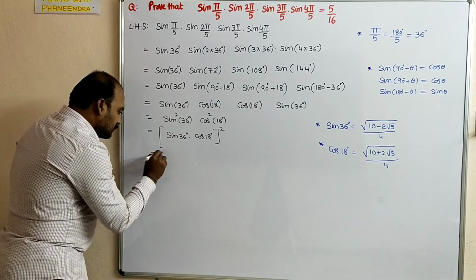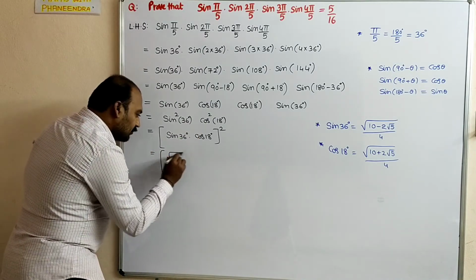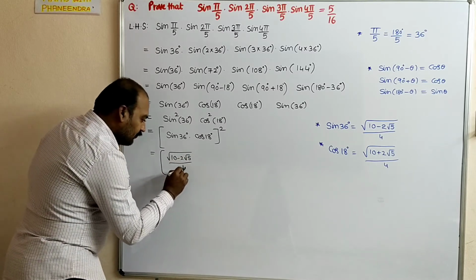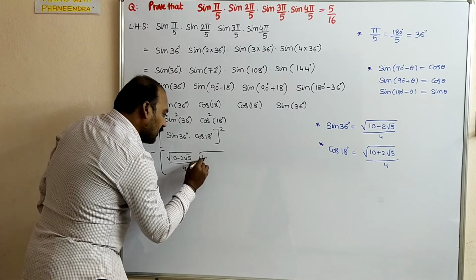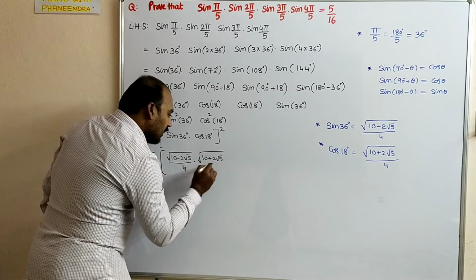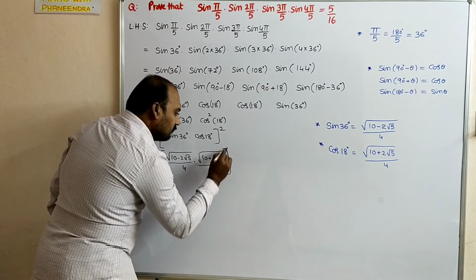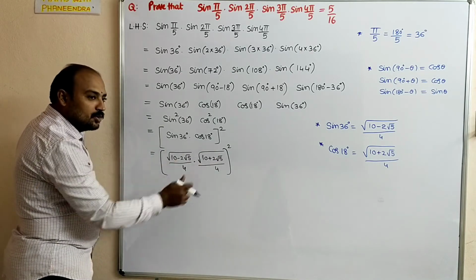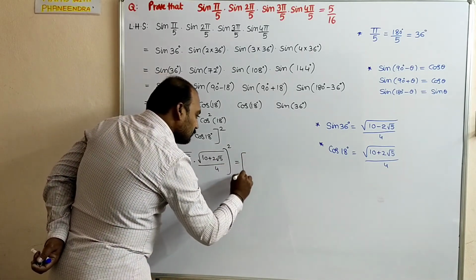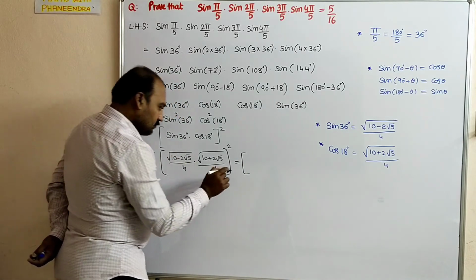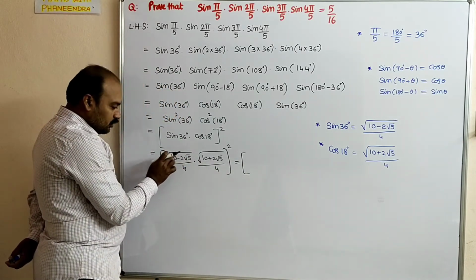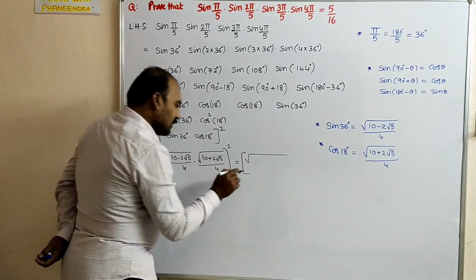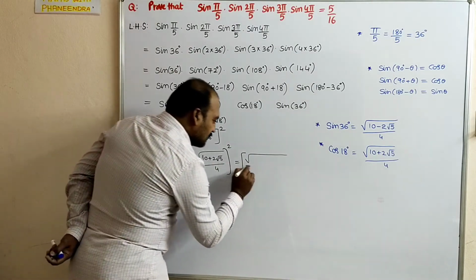So it will become square root of 10 minus 2 root 5 divided by 4, into square root of 10 plus 2 root 5 divided by 4, whole square. In the numerator you observe that a minus b into a plus b within the root is equal to 10 square minus root b square. And 4 into 4 is 16 in the denominator anyway.